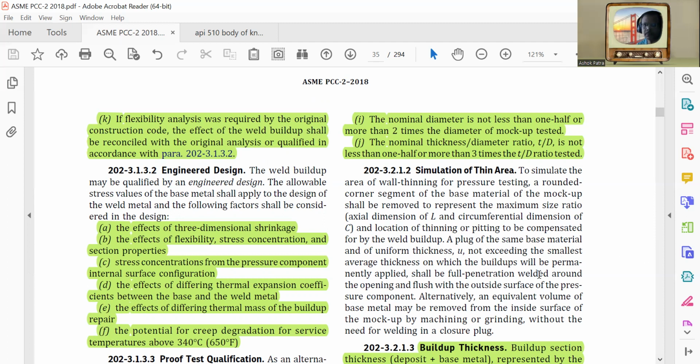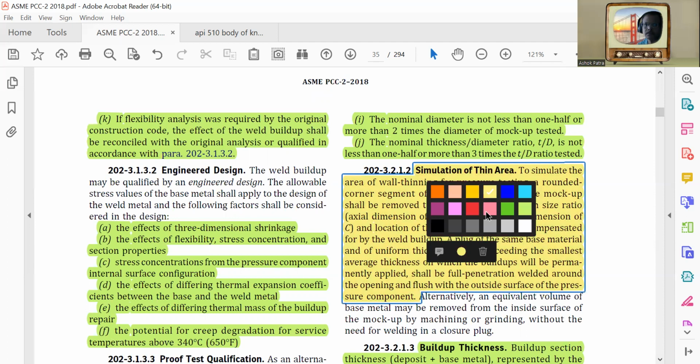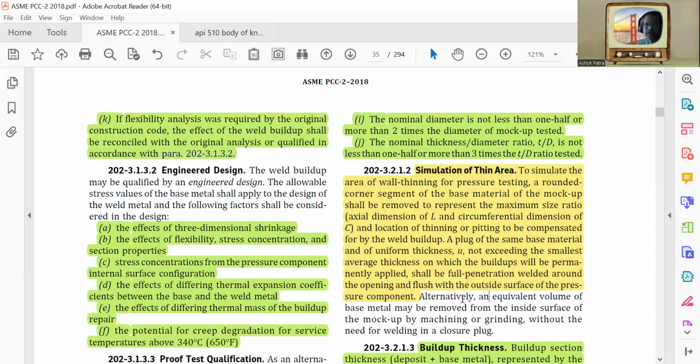permanently applied, shall be full penetration welded around the opening and flush with the outside surface of the pressure component. Alternatively, an equivalent volume of base metal may be removed from the inside surface of the mock-up by machining or grinding without the need of welding in a closure plug.